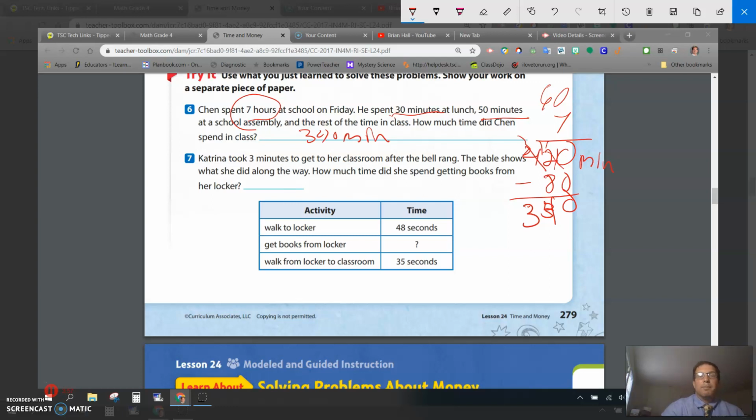Now, it took 3 minutes. This is what I was talking about. We have minutes to seconds because these are all seconds down here. We have to figure out how long it took her to get her book from her locker. So there are 60 seconds in 1 minute. So here we need to convert 3 minutes into seconds. So we have 3 times 60. 3 times 6 is 18. Add that 0, so we have a total of 180 seconds. So again, I would add 48 and 35 together.